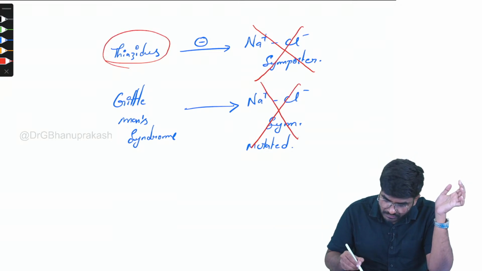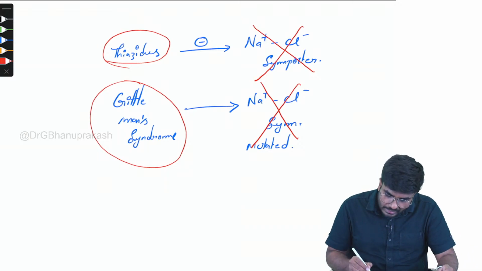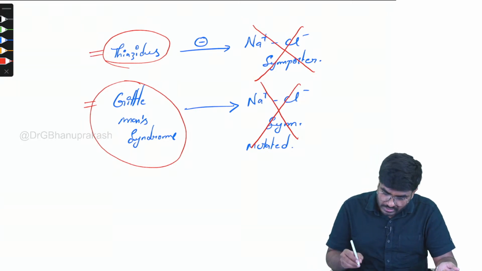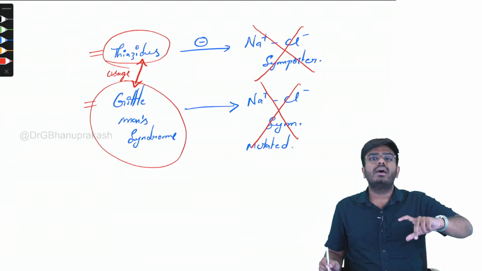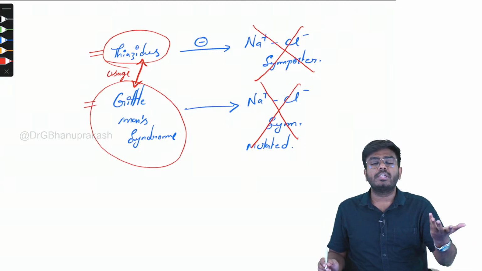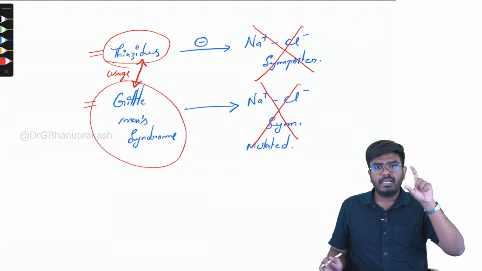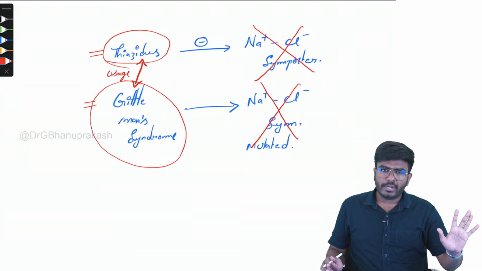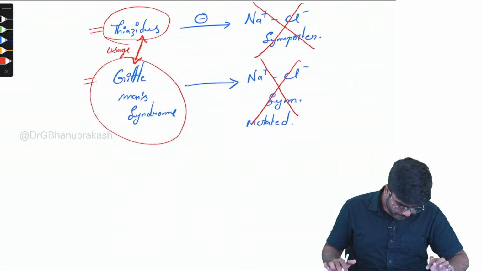So both conditions will resemble one another. Usage of thiazide diuretics and Gitelman syndrome, in both the conditions you will have similar features. So thiazide diuretic usage resembles Gitelman syndrome, or Gitelman syndrome resembles thiazide diuretic usage. Okay, this is a very important point. Direct question: Gitelman syndrome resembles which diuretic usage? Loop diuretic usage? No, it resembles thiazide diuretic overusage. Okay.